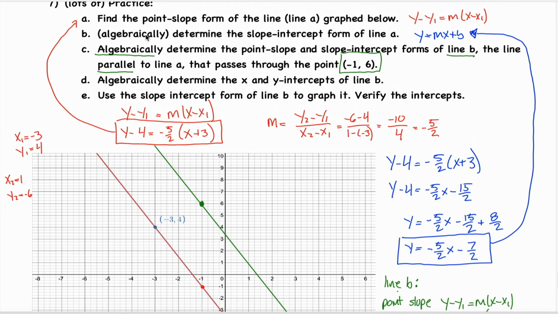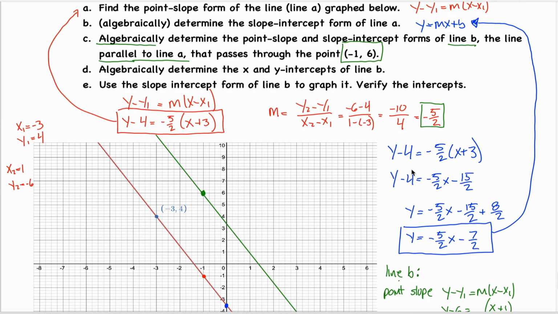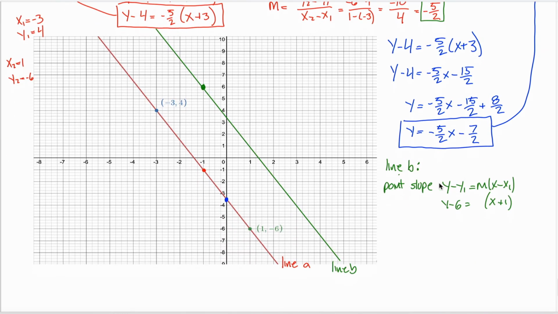However, even though I'm not explicitly told what the slope of line B is, I am told that it's parallel to line A, and I already know the slope of line A is negative 5 halves. So therefore, because parallel lines have the same slope, the slope of line B is also negative 5 halves. And I'm done. I have the point slope form of line B.